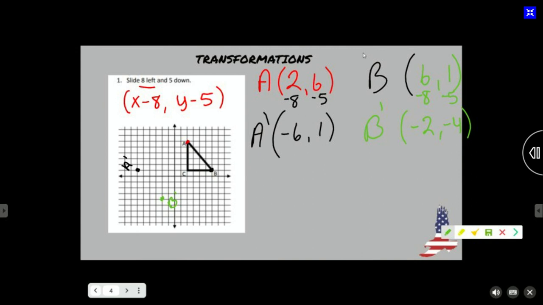Zion, do I have you today? C is 2, 1. Let's see if you can get me my C prime, please.